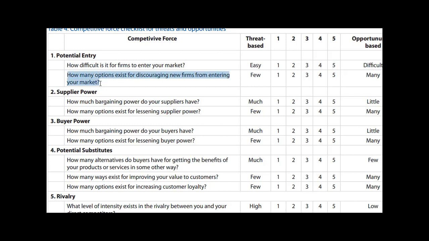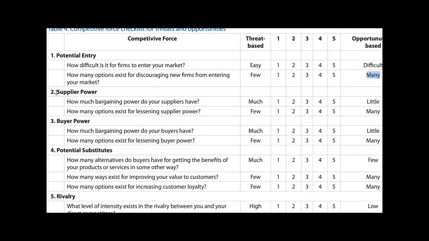Second question, how many options exist for discouraging new firms from entering your market? And that is very few options. There are many things that can discourage the entry, like legal pursuits, a licensing requirement, or other barriers. Capital formation can be one of the difficulties which are discouraging new entrants.